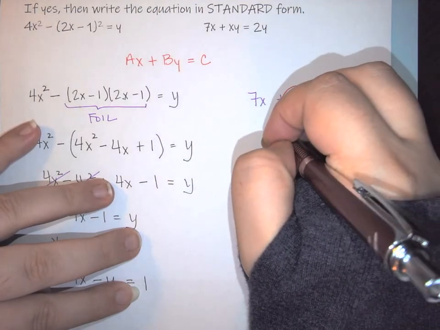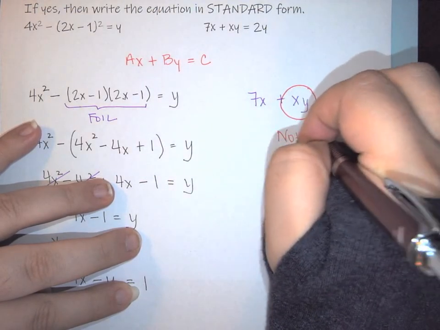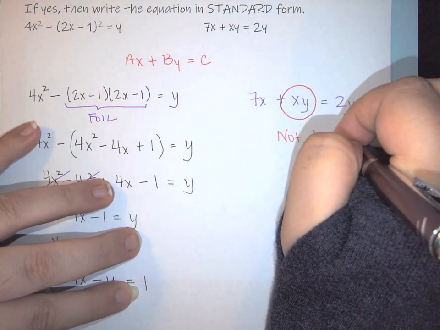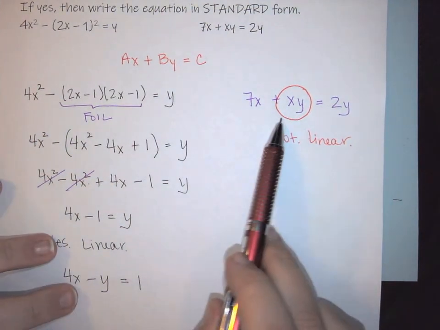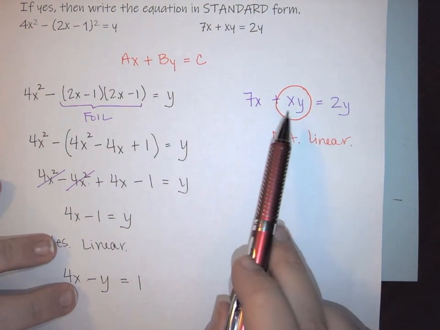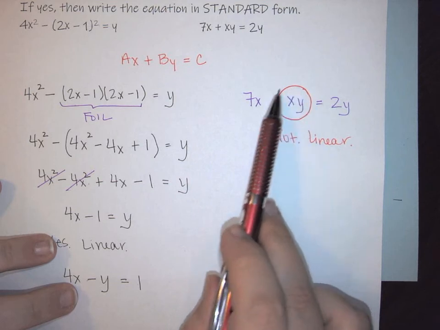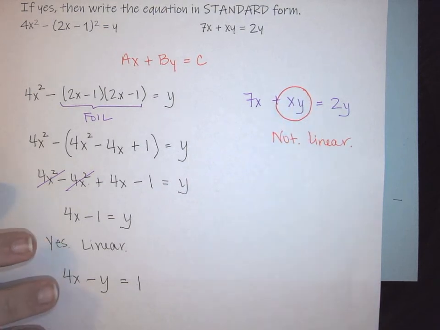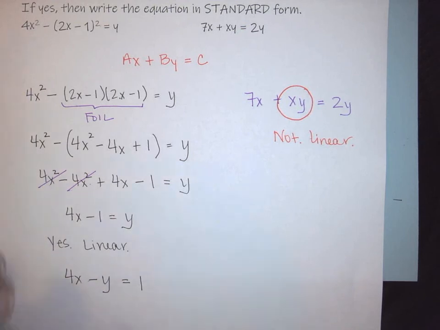Therefore, this automatically states that this is not linear, because there's nothing that we can divide out or do that is going to get rid of this xy piece to give me an actual linear equation that I can write in standard form.